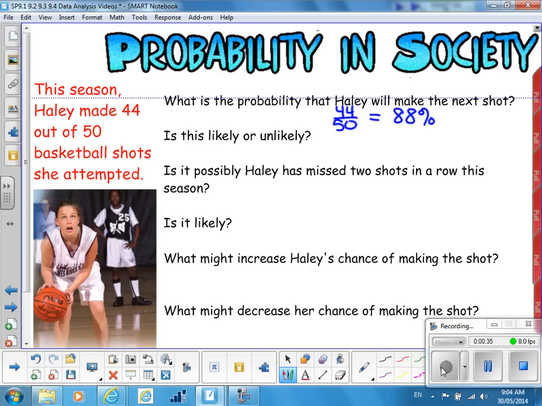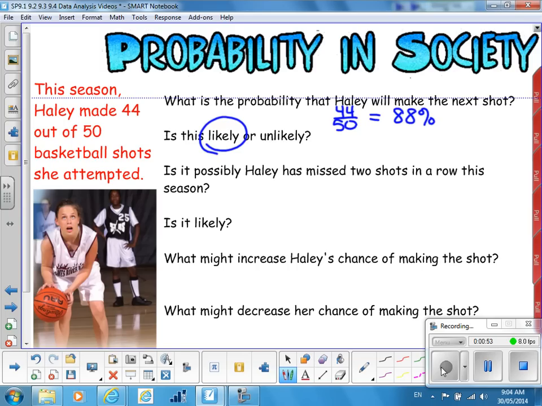Is this likely or unlikely? Well, because it's closer to 100%, it's more likely that she's actually going to make her shot. She's made 44 out of 50, so that means she's only missed 6. So she's more likely to make the shot than to miss the shot.